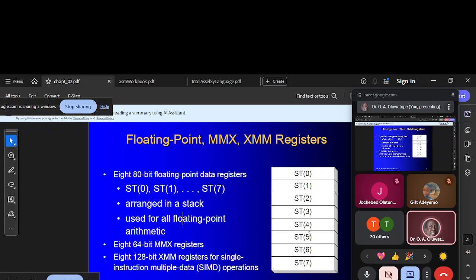So a stack is similar to a plate stack in your kitchen, where plates that arrive first go to the bottom and plates that arrive last are on top. We describe that operation as first in, last out. If you arrive first, you'll be the last to get out. They are used for floating point arithmetic. Very, very key. Now, there are 8 64-bit multimedia extension registers.